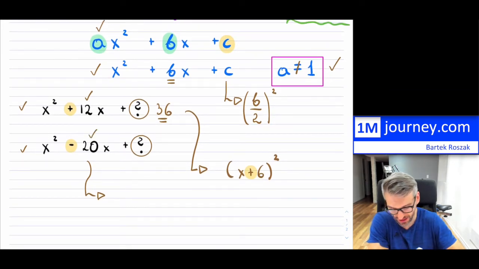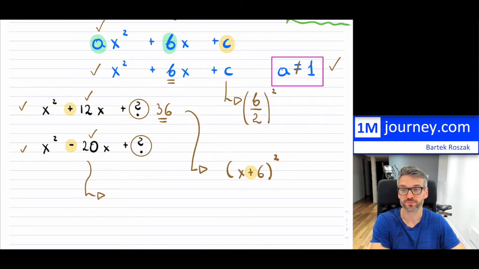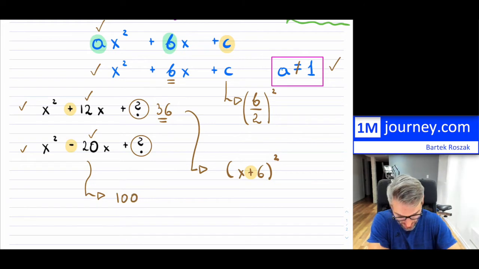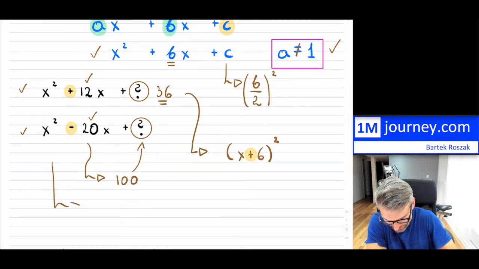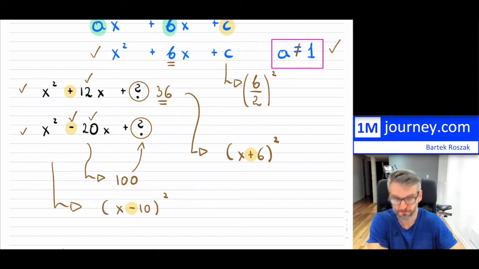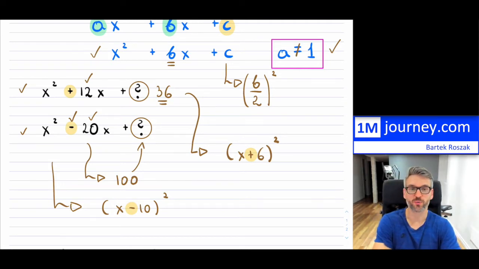For that second example, as you can see there, it's 20. So what I'm going to do is I'm going to take 20, I'm going to divide it by 2, which is going to give me 10, and then 10 squared is 100. And that is my C for this example. And again, if I wanted to make this in factored form, now that this is 100, this would simply be x minus 10 squared, and the minus is coming exactly from right here. That's the sign. And this is what we had with A equal to 1. So it wasn't very difficult to find our C and basically create a quadratic which is in perfect square format.